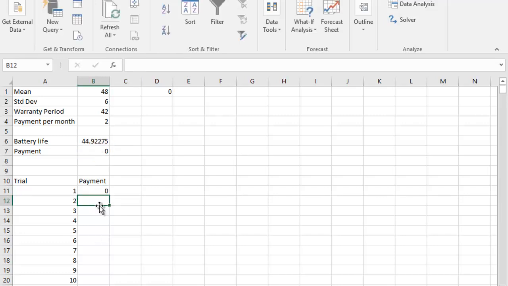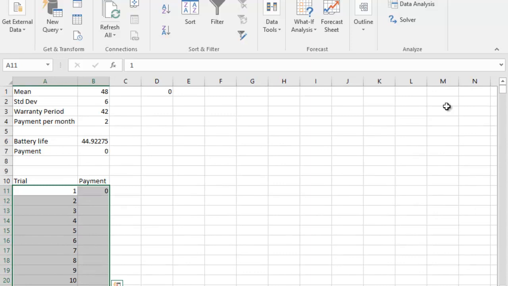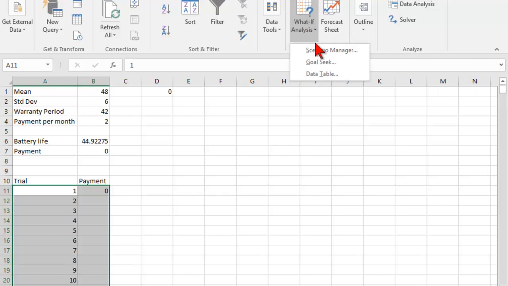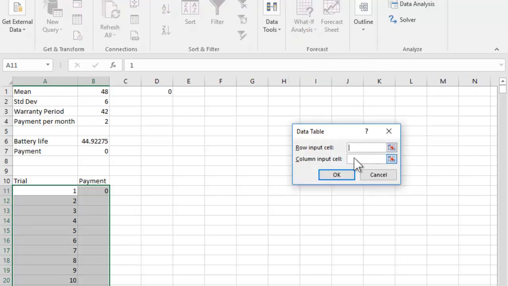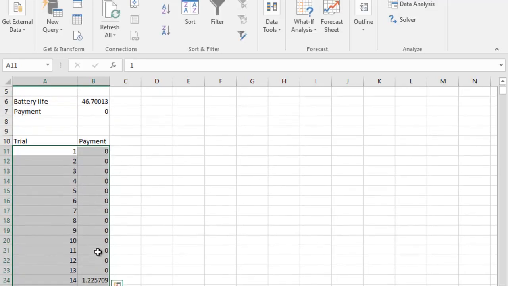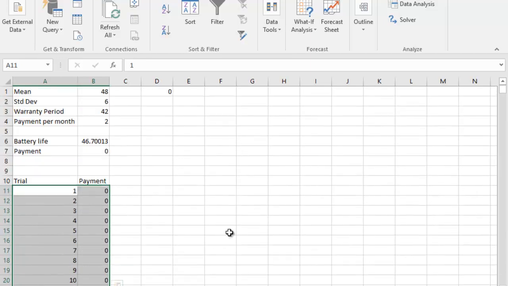And now I'd like to have Excel fill out the rest of this table. So again, highlight the first row, do a Control-Shift-Enter to highlight the entire table. Go to a what-if analysis data table. No entry for the row input cell, a blank cell for the column input cell. Click OK, and the spreadsheet fills it out. So notice again, most of these are zeros. Most of the batteries are going to last longer than the warranty period. A few of them fail early, and I have to make some payment to the customer for the warranty.